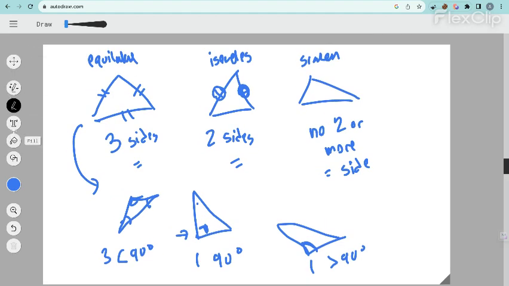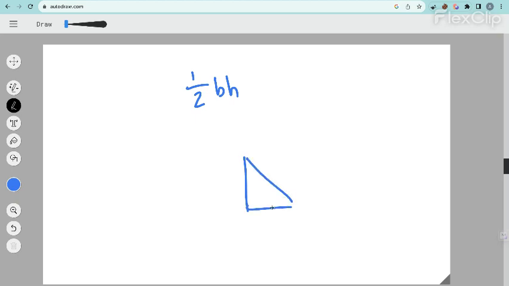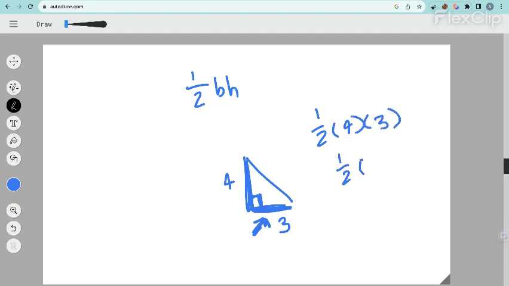The next concept you need to know about triangles is how to calculate their area. Now, there is an equation for this. The area of a triangle is 1/2 base times height. You probably already know this. The base of the triangle is just one side at the bottom that you choose to use. The height of the triangle is how tall it is. So let's assume this is a right triangle. The area would be 1/2 times 4 times 3, which is 12 over 2, which is 6. So the area of a triangle is calculated using this equation. All right.